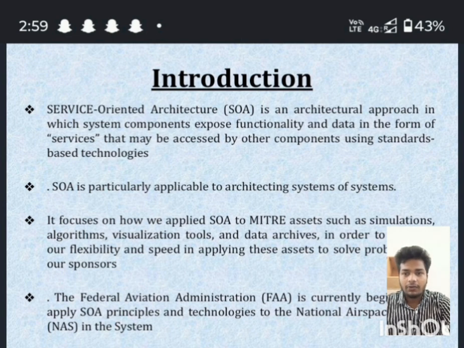It focuses on how we applied SOA in major assets such as simulation algorithms, visual tools, and data archives in order to increase our flexibility and speed in applying these assets to solve problems for our sponsors. The Federal Aviation Administration is currently beginning to apply SOA principles and technologies to the National Airspace System. NAS is the system. And the literature survey.